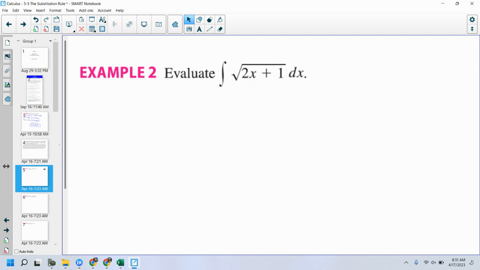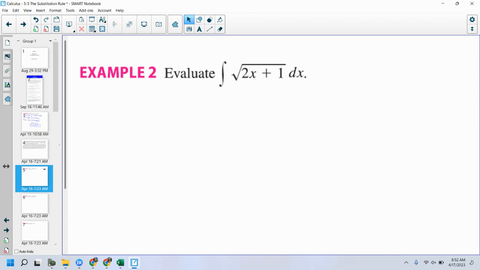Let's take a look at our next one here. Because the whole idea is to calculate a really difficult integral just by substituting in something easier, like just a variable, just a u. This is a relatively simple example here.